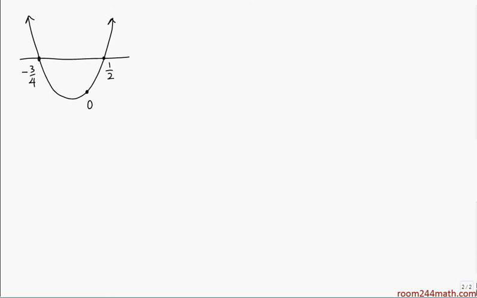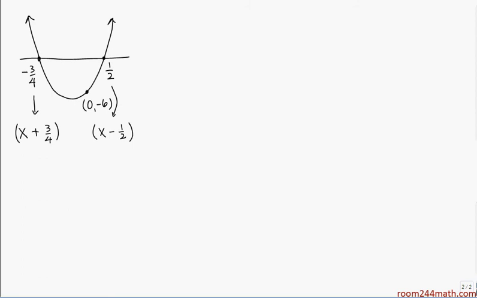And we'll give it another point so we can find the full equation here: 0, negative 6. Okay, so this zero of negative 3/4, we could write the factor corresponding to that zero as x minus negative 3/4. So x minus a negative becomes x plus, and that would be fine. Similarly, we could write the factor corresponding to a half as x minus a half. But normally when we write factors, we want to have integers, and so it is possible to turn these factors into factors that have integer coefficients.